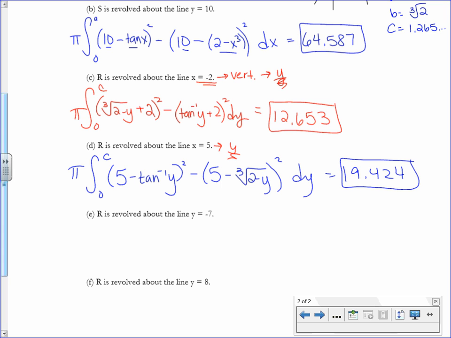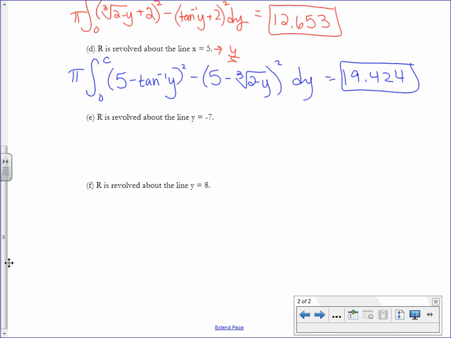All right, part E, R is revolved around the line y equals negative 7. All right, I'm going to sketch this down here so I don't have to keep bouncing back and forth. But if I look at R, it is this triangular region that kind of looks like a shark fin.